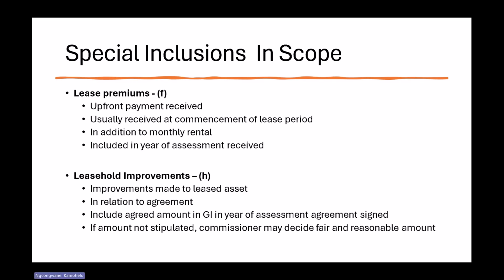So important to remember that principle. It has to be agreed on in the lease, has to be stated what those improvements are. If the amount is determined in that lease, you include that amount in your gross income in the year of assessment in which that lease is signed. If these improvements are to be done over multiple years, you will include the value of all of those improvements in your gross income in the year in which that lease is agreed on. Not in the year in which those improvements are done, but the year in which that lease is agreed or signed. The full value.